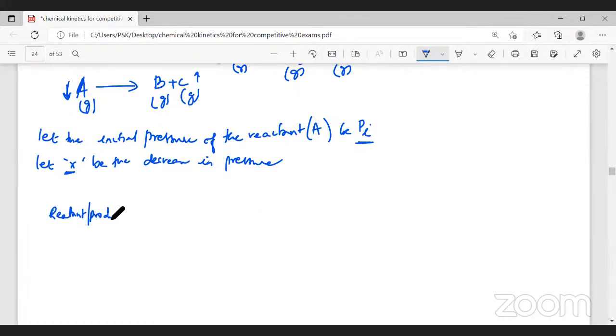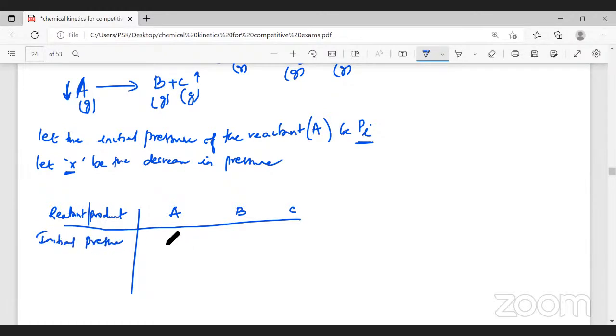All right. So we can write now a tabular column, reactants and products. What are the reactants and products? A is a reactant, B and C are the products. Now this is the representation. What is the initial pressure? Initial pressure is Pi for the reactant. And what is the initial pressure for B and C? Is there any product formed? At time t equal to 0, there is no B and C formed. Therefore, the initial pressure of B and C is 0. Following?